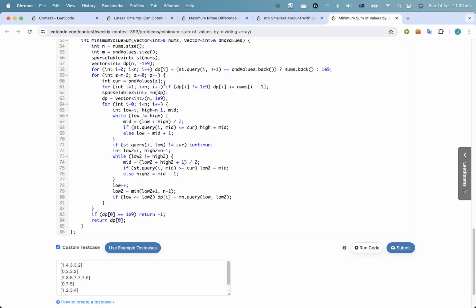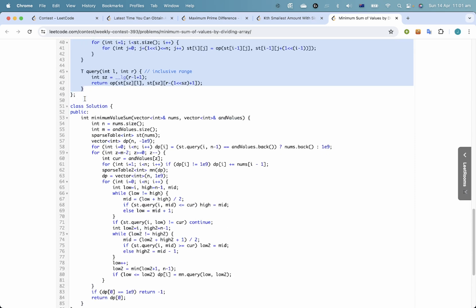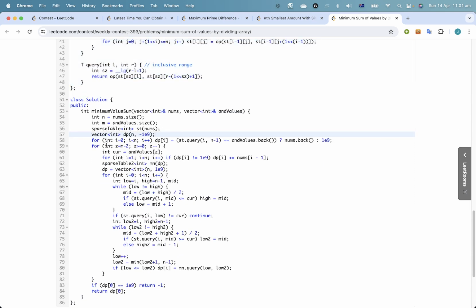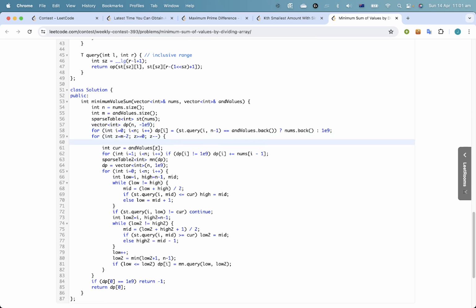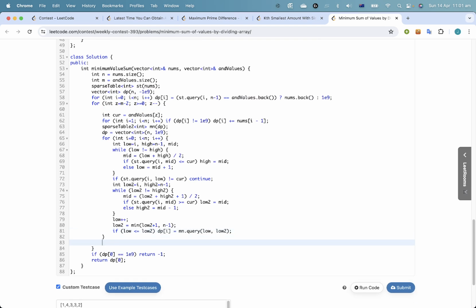I have a bottom-up DP, and in fact, I have another sparse table. It's a 2-dimensional DP, but I only store it in a 1-dimensional table, and instead just keep updating that table multiple times. So for a given value of Z, the postcondition is that DP[i] stores the answer for the subarray from i onwards, and we only consider AND values from index Z onwards. So here I already store the answer for Z equals M minus 1 as a base case.